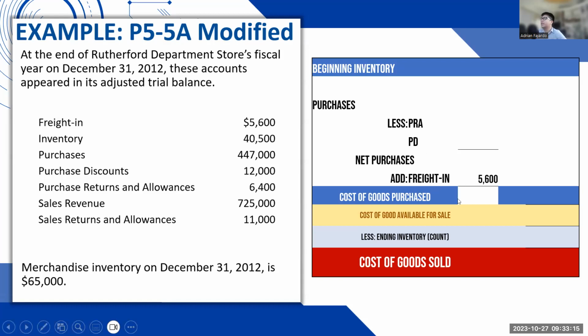So let's start with freight in. So freight in is 5,600. Next, ano yung beginning inventory natin? 40,500. So 40,500 is our beginning inventory.